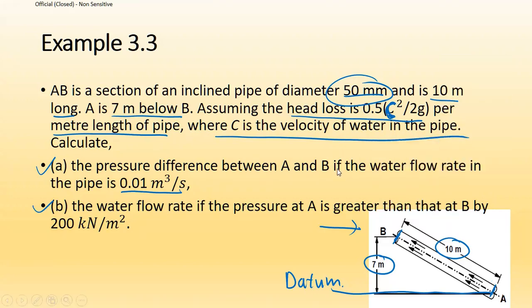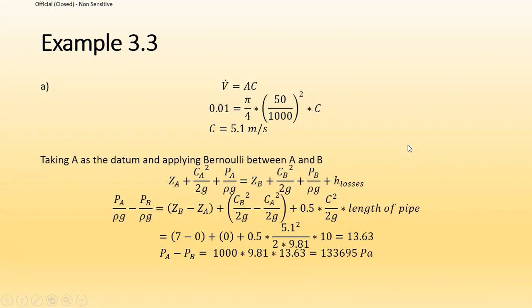So let's move on. How do we get the pressure difference? First of all, we need to get the velocity. Same as the previous question, we need to apply the discharge equation. V dot is equal to AC. A can be calculated by pi over 4 d squared, standard. d is given in mm, so divide by 1000. So we can get our C, 5.1 meters per second.